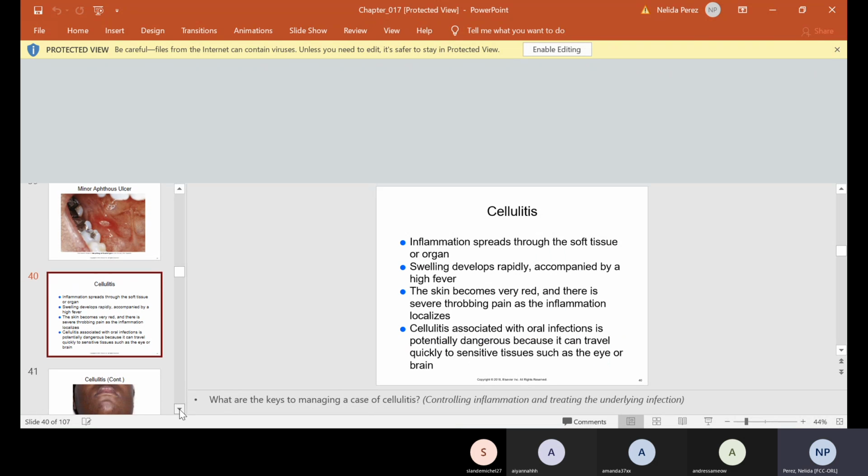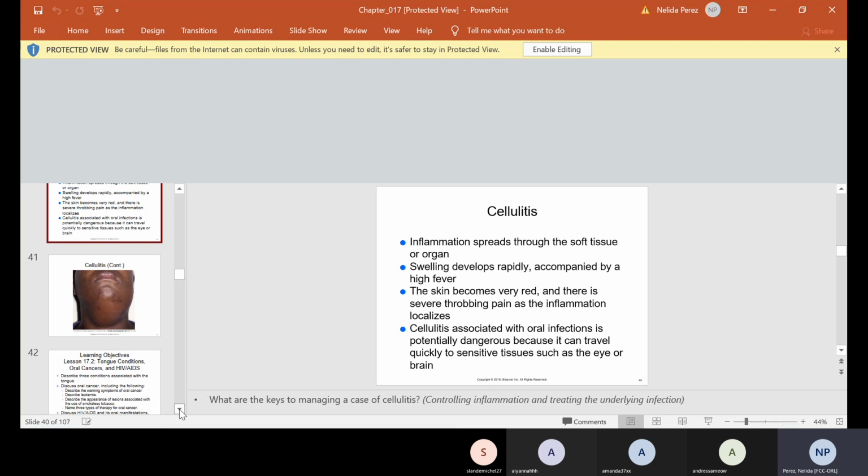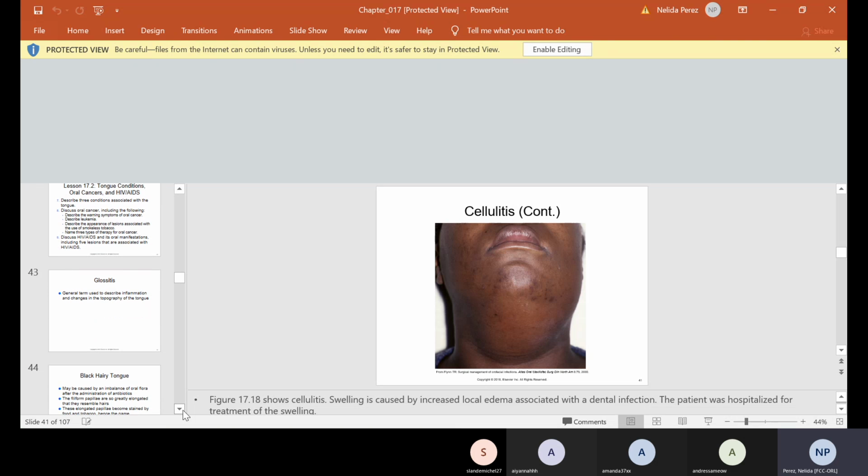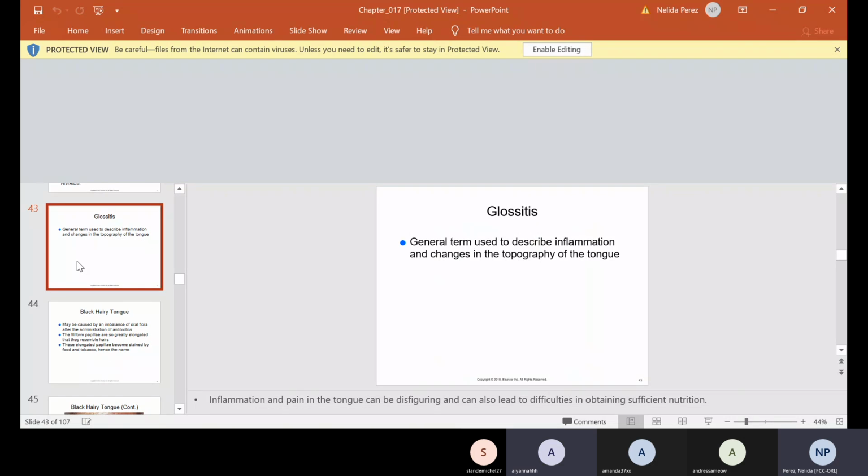Let's talk about cellulitis. Inflammation spreads throughout the soft tissue or organ. Swelling develops rapidly, accompanied by a high fever. The skin becomes very red and there's severe throbbing pain as the inflammation localizes. Cellulitis associated with oral infections is potentially dangerous because it can travel quickly to sensitive tissues, such as the eye or the brain, okay? So controlling inflammation and treating the underlying infection is the key to managing a case of cellulitis. All right, so here it is. Does anybody have any questions before I continue? No. Okay, awesome. And by the way, guys, you can stop me at any time, okay?